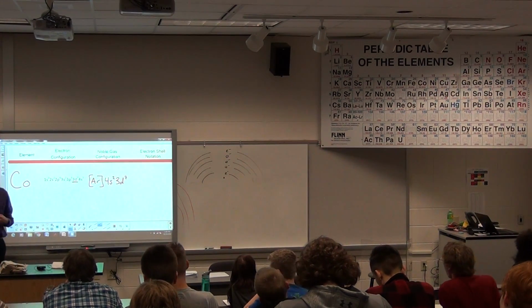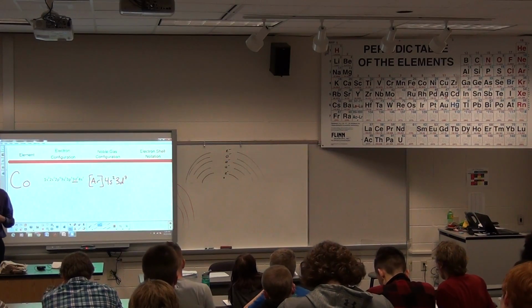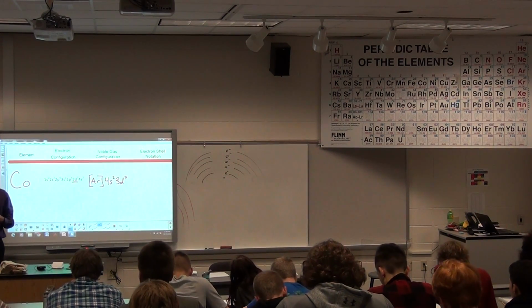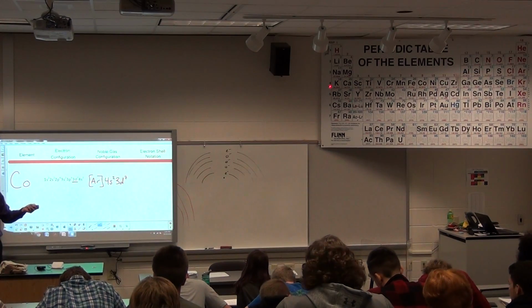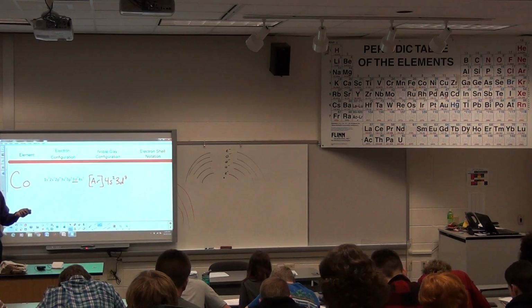So I'd like you right now to make the electron shell notation. How many shells are you making? 4, correct? It's on the 4th row. Yeah, but you said a 3d, but it's in the 4th row.